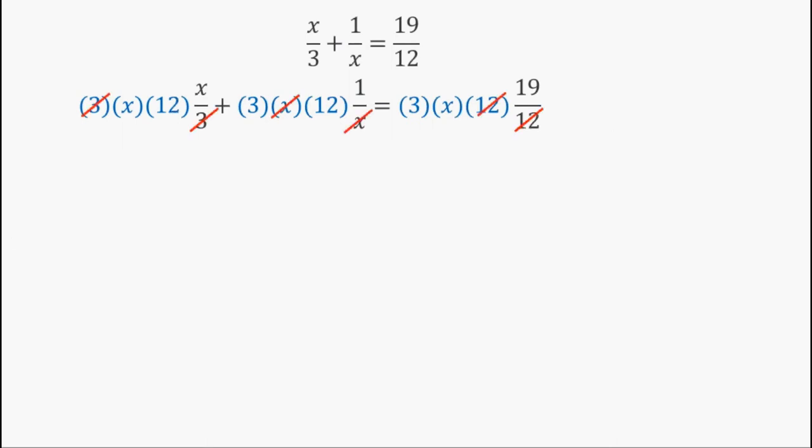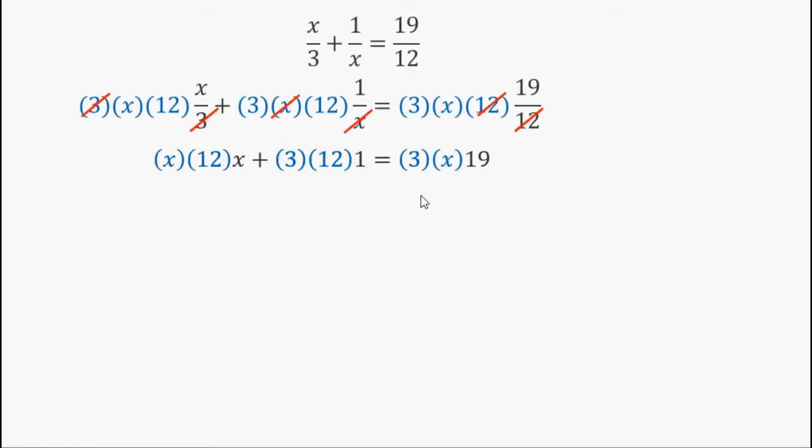I-cancel natin ang common factors sa numerator and denominator of each term. Kaya dito, ang na-cancel out ay 3. Dito naman, ang na-cancel out ay x. At dito naman, ang na-cancel out ay 12. So on our next line, we have x times 12 times x plus 3 times 12 times 1 is equal to 3 times x times 19.